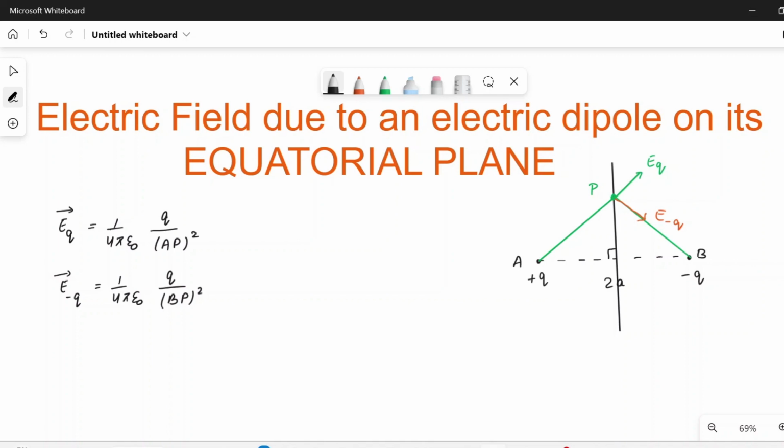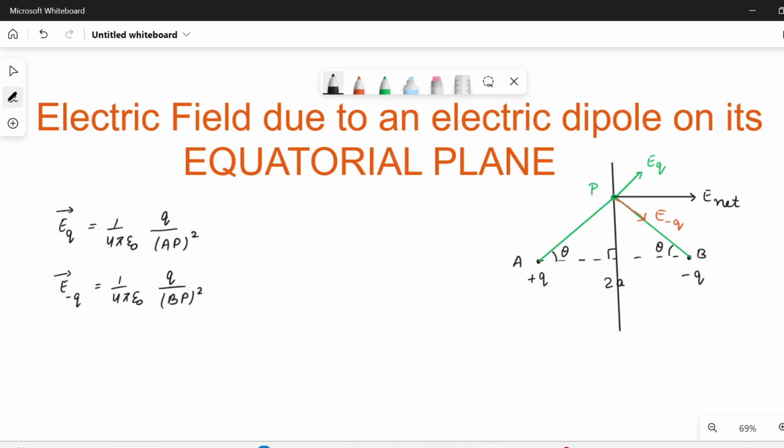Now, if two vectors are like this, we know that their resultant will be pointing from this point along this direction, and this will be our E net electric field. Let's say now this is angle theta here. If this is angle theta, then this also will be theta. Let's now figure out why these angle thetas are equal.